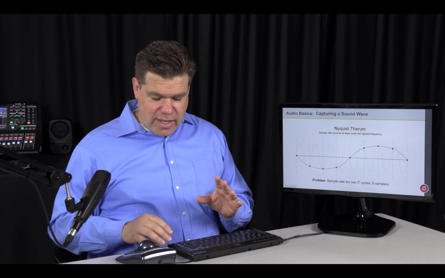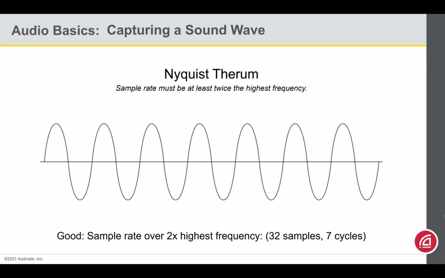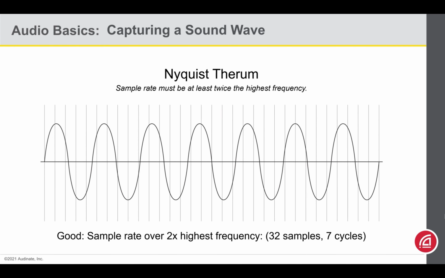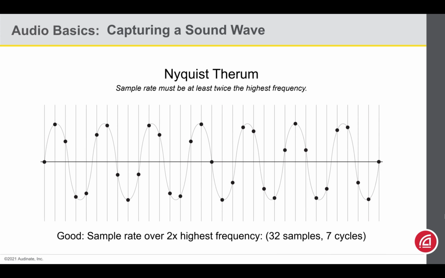Okay, let's do this again. This time we'll follow the Nyquist theorem. I'll go beyond double the highest frequency, right? So if I've got 7 cycles, let's capture this with 32 readings and see what happens. Again, I drop my grid in there, I take the readings, and I'll fade the original wave to the back. Now when we reconnect these dots, we'll get right back to the original wave we started with.